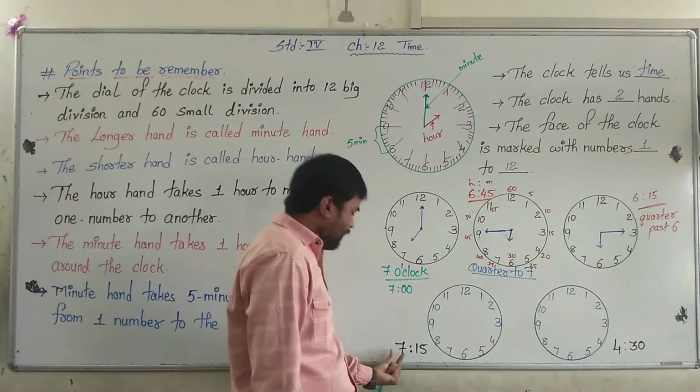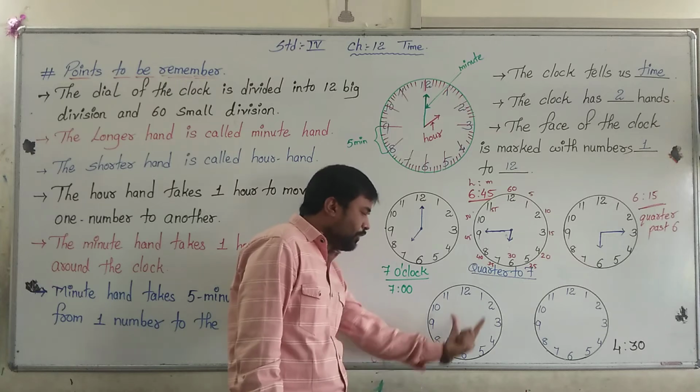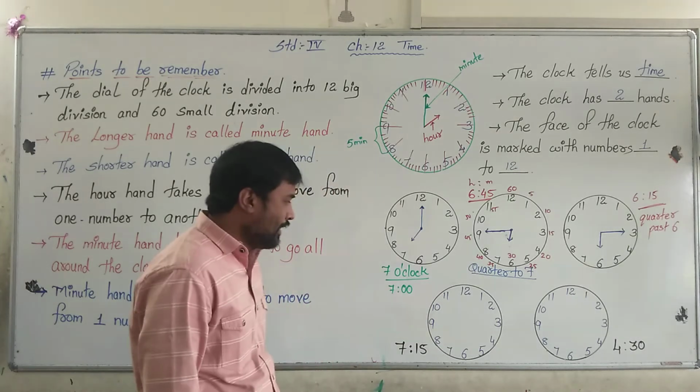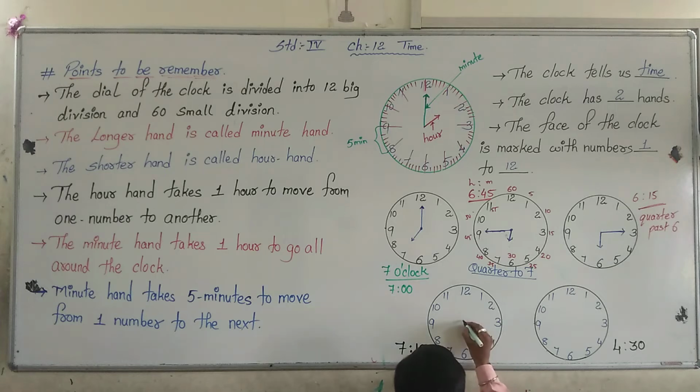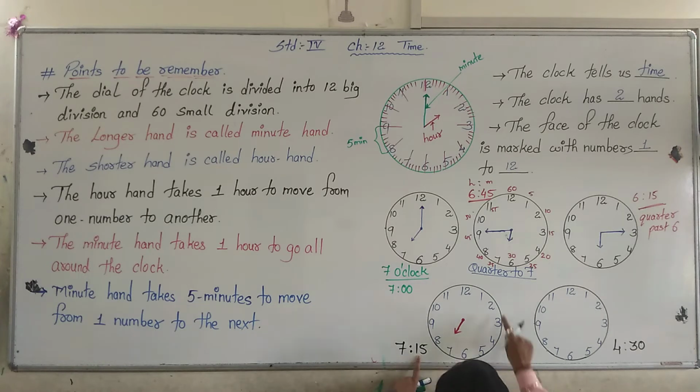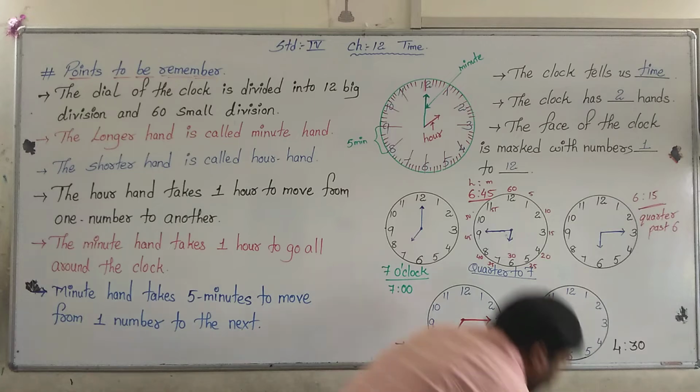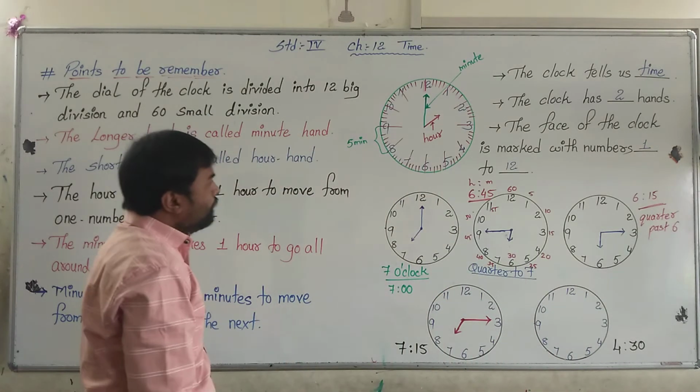Sure. Next, 7:15. Now we are going to represent on the clock the time 7:15. So 7 hour. The smaller end will be at which position? Will be at 7. Right? Then 15. 15 means what? Again you can say 15 means 3. So your minute hand must be facing 3. Right? So this is the time for 7:15. Are you getting me?